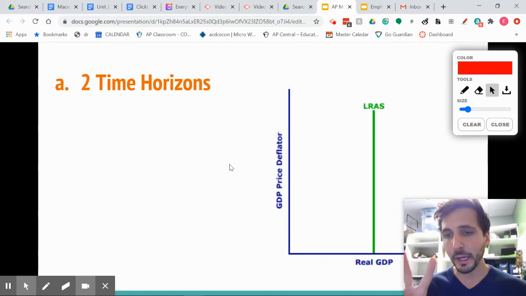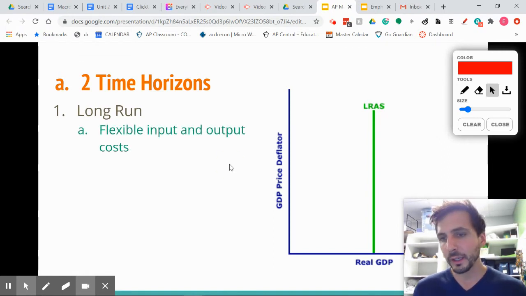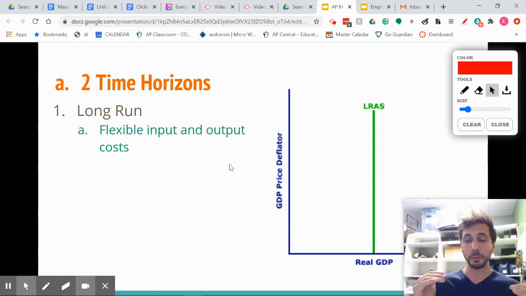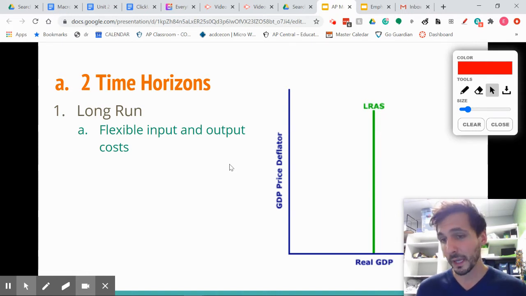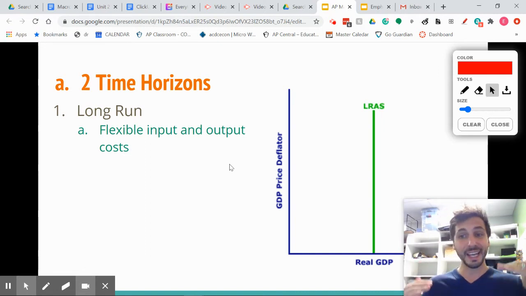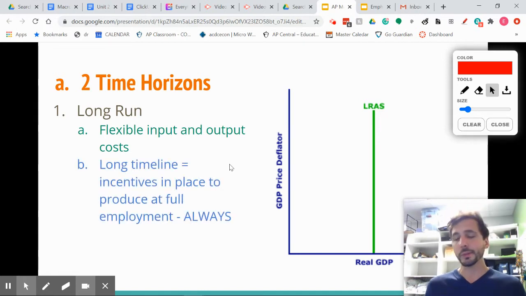Okay, second horizon is called long run aggregate supply. The long run. In the long run, both our input and our output prices are flexible. In the long run, I can give people raises that work for me. In the long run, I can lower people's wages that work for me. That's fine. Over a long enough timeline, I'm able to renegotiate those things. So input prices are flexible and output prices are flexible. What's going to happen on a long enough timeline?